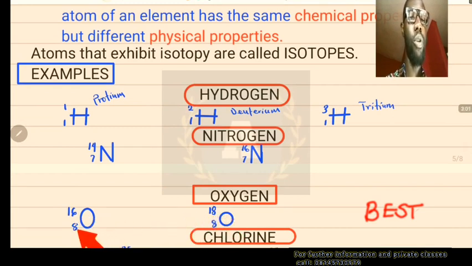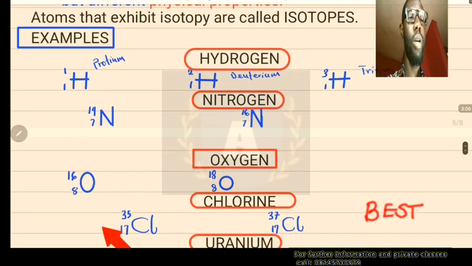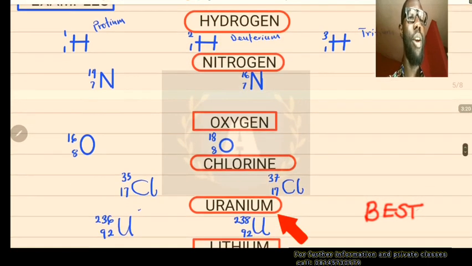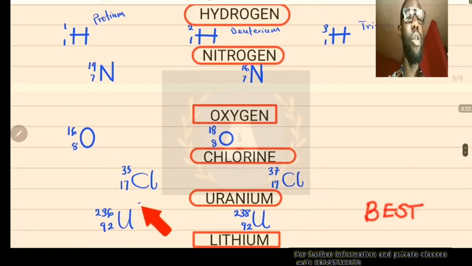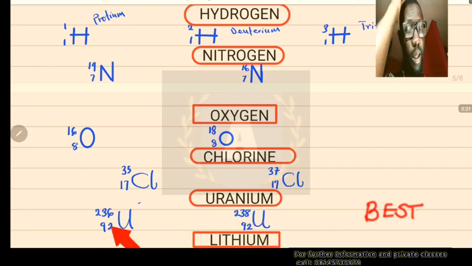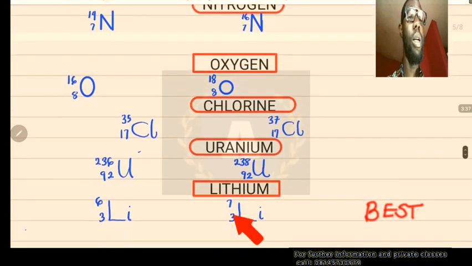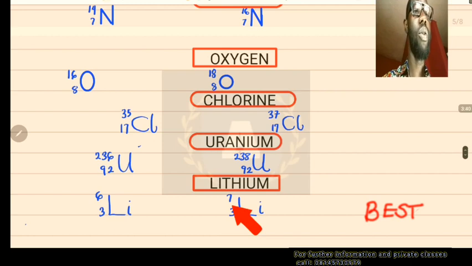The proton number, which is also known as the atomic number, for oxygen is 8. Chlorine is also another example that exhibits isotopy. We have chlorine 35 and chlorine 37. What is common to the two of them is the atomic number, which is 17 and 17. Uranium is also another example. Uranium, which is radioactive, has uranium 236 and uranium 238. They have one thing in common, which is the proton number, also known as the atomic number. Lithium also exhibits isotopy.